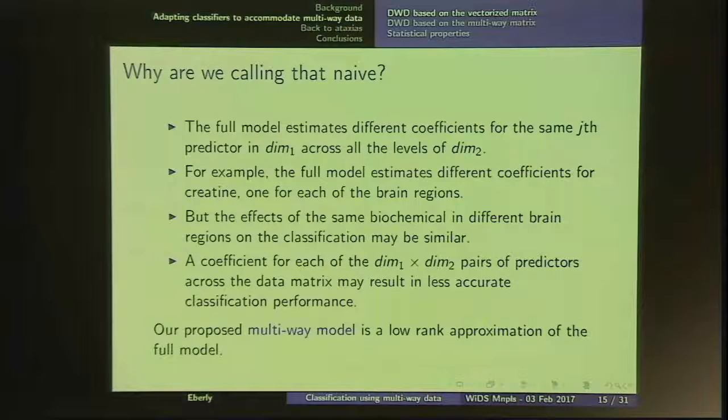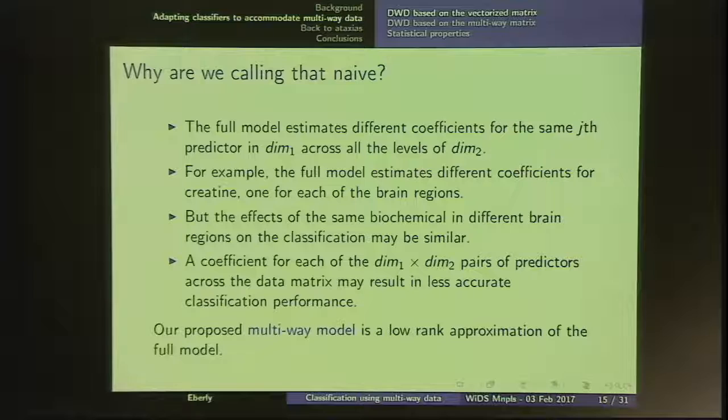So why are we calling that naive? Because we think we might be able to do some effective data reduction, dimension reduction. So how might that help us? It might make sense for the context, but it also might result in better classification. If I have too many parameters and they're not all contributing to the classification, I should try to weed some out.